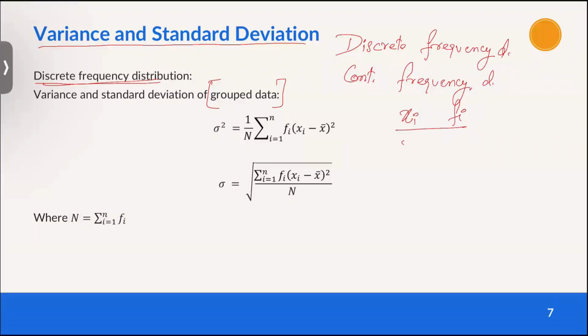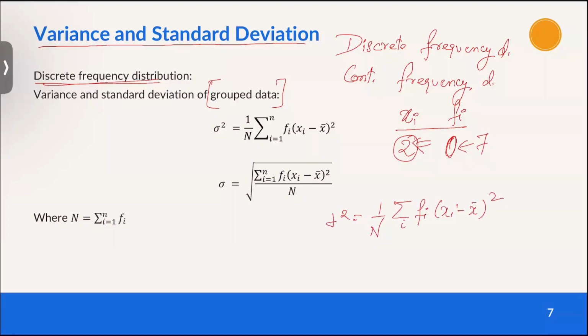For each xi, suppose xi is 2, there will be a frequency. It says that 2 has occurred so many times. Suppose the frequency of 2 was 7. It says that the value 2 was observed 7 times. So how will we calculate the variance and standard deviation? We will use this formula: sigma squared is equal to 1 by n summation of fi times xi minus x bar whole squared.